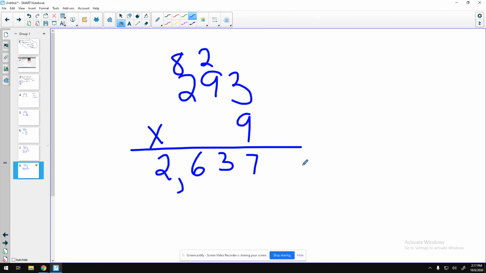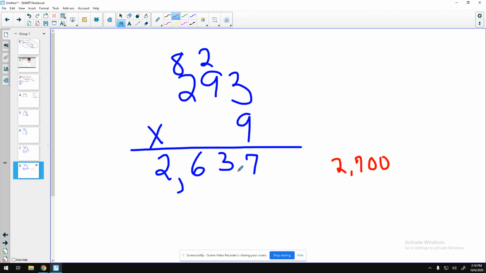2,637 are the amount of people flying from New York to London each day according to our word problem. Is it close? Is it reasonable? Yes, because remember when we estimated, we said it's going to be about 2,700 passengers. Guess what? 2,637 passengers are very close to 2,700 passengers.